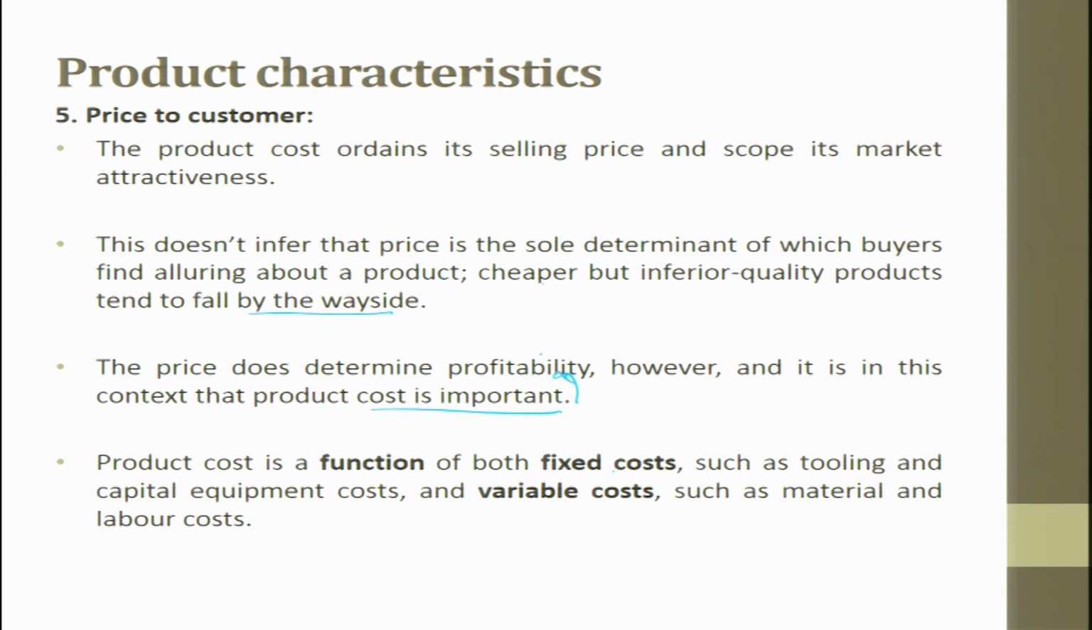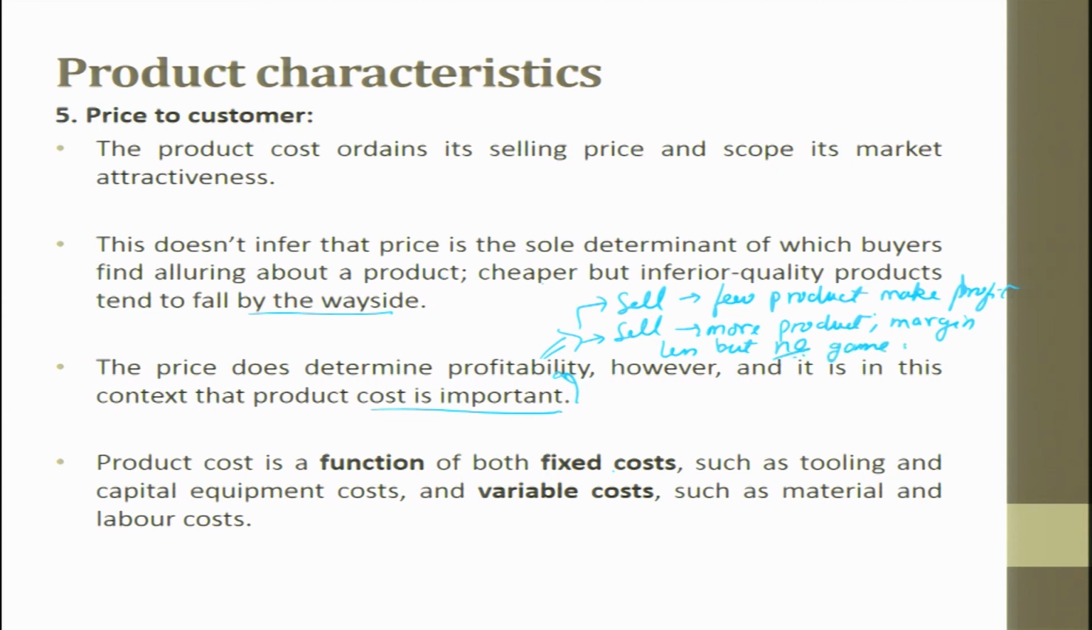There are two ways of gaining popularity. One is to sell few products, make business, make profit. You decide. The next is to sell more products where the profit margin is less, but the numbers game makes it. So, you can decide how you want to make your profitability.